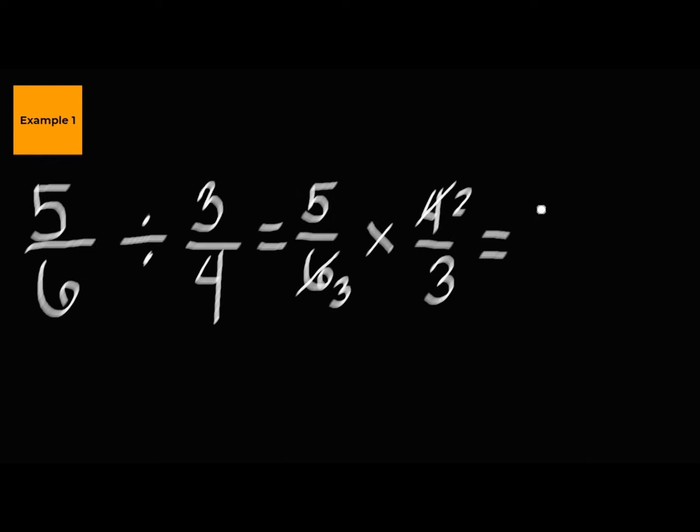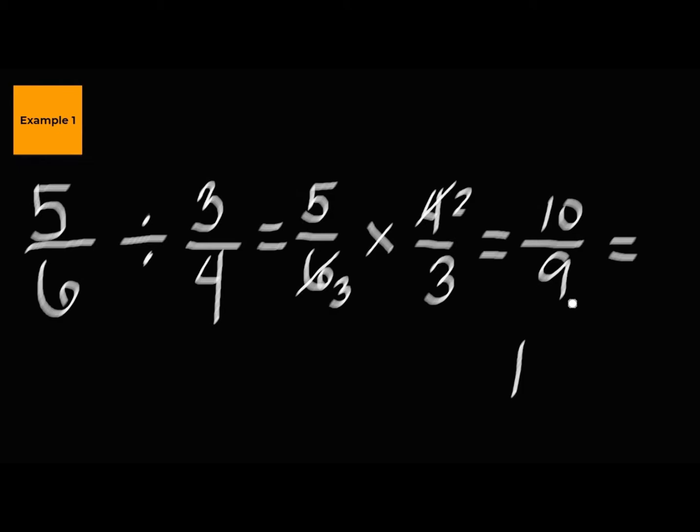5 times 2 equals 10, and 3 times 3 equals 9. Our answer is an improper fraction. It is important to change our answer to a mixed number. You can ask yourself, how many 9s are there in 10? If your answer to yourself is 1, you're correct.